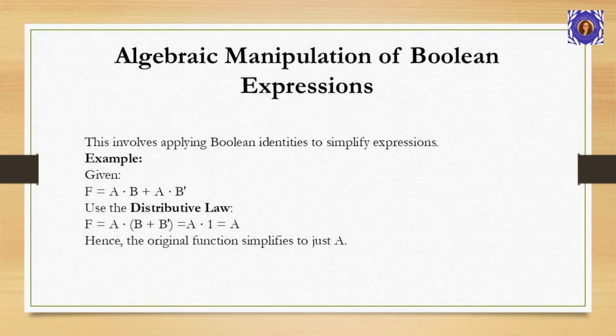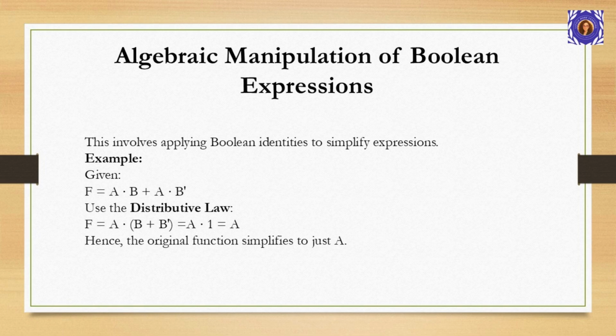Let's work through a practical example of Boolean simplification. Suppose we have f equals A dot B plus A dot B prime. Using the distributive law, we can factor out A. f equals A dot the quantity B plus B prime. Now, B plus B prime equals 1 by the complement law, so f equals A dot 1, which equals A by the identity law.